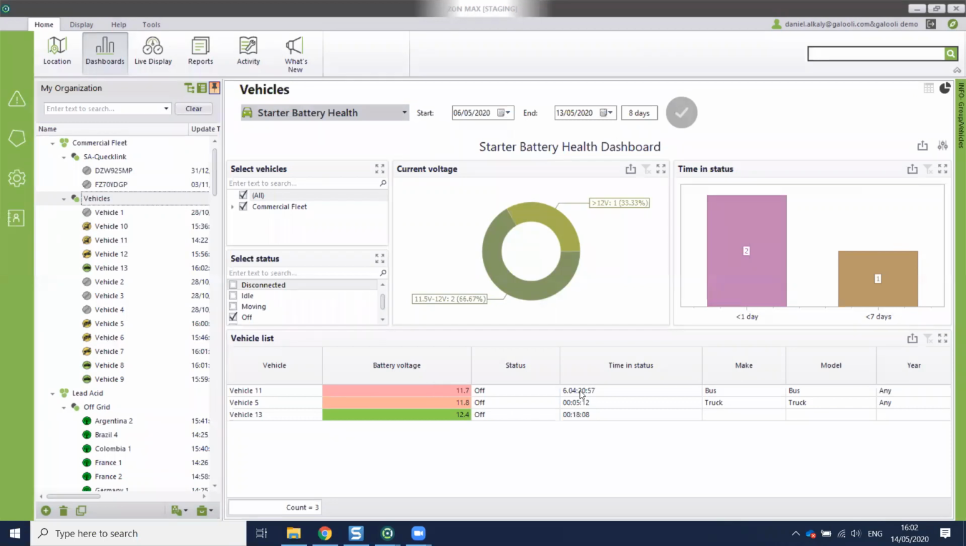Again, 11.7 is a cause for concern, but probably after 7 days, it's still best to head over to the bus. This is a bus, at least that's what it says. Head over to the bus, turn it on, and let it drive around for at least 15 minutes to get the battery up and running. Okay, that's it in terms of the dashboards.